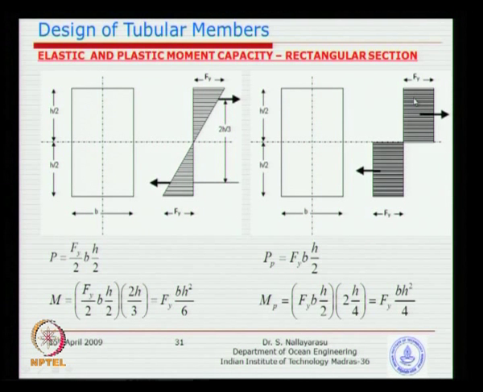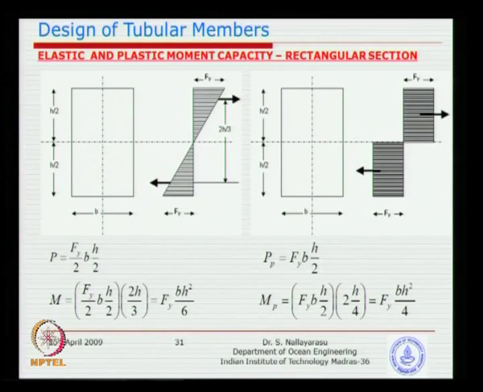Once it becomes like this, the same procedure you can repeat what I have done here: integrate the forces on the half section, take a moment, and you see here Fy Bh square by 4. So, which one is better? The right hand side is definitely better, because the division is less. Here it is 6, here it is 4. This is what we call section modulus, the moment of inertia divided by the section depth by 2. So, you have Bh square by 6, you have Bh square by 4. This is the elastic section modulus, this is the plastic section modulus.